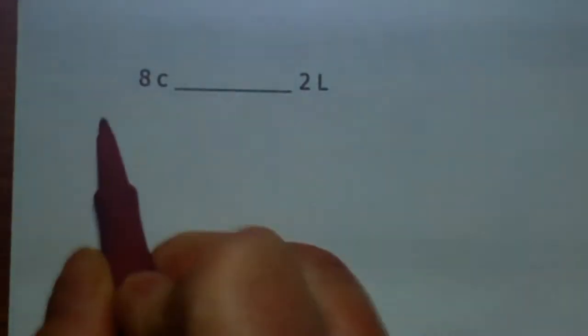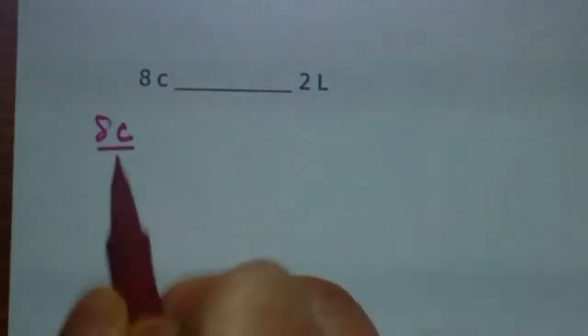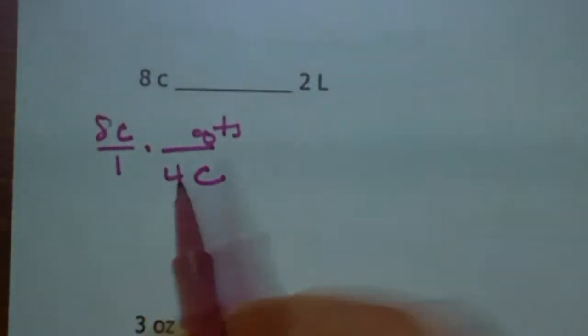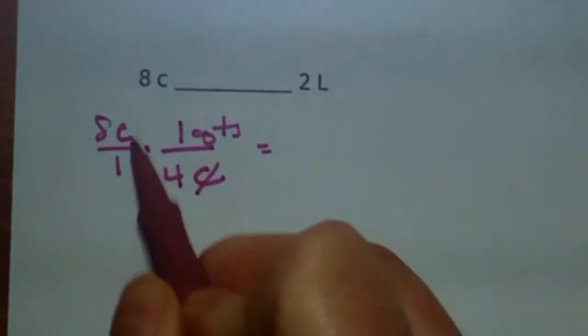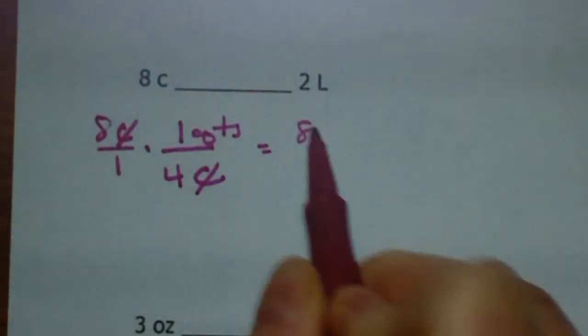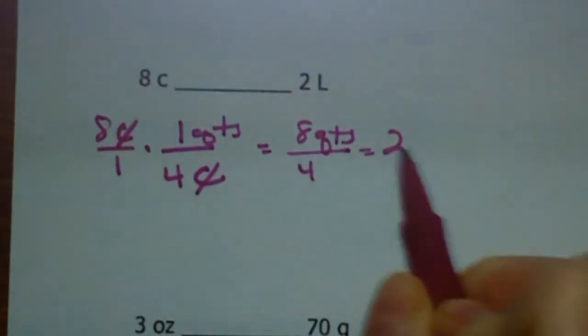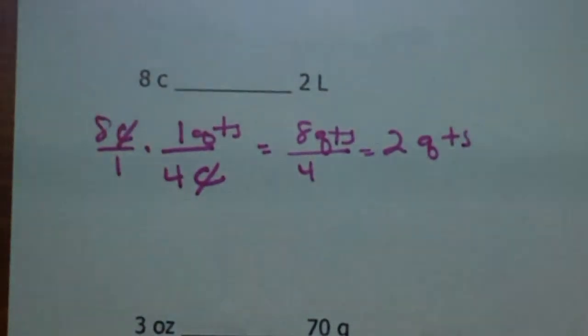So I have 8 cups over 1, and I want to go from cups to quarts. And I said that there are 4 cups in 1 quart. I didn't come up with that. That was there long before me. Okay, so in this one, the cups would cancel out. I'm left with 8 quarts over 4. 8 divided by 4 is 2. So I have 2 quarts.